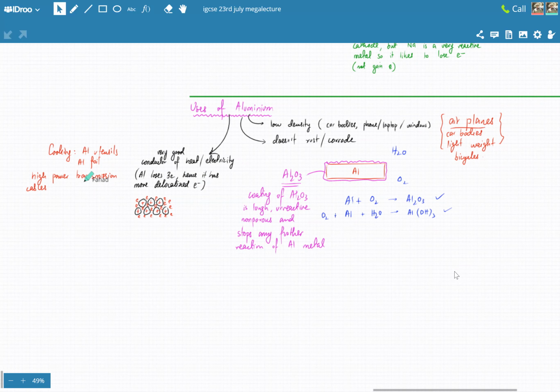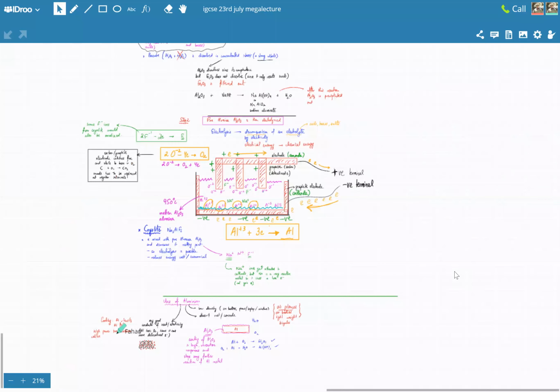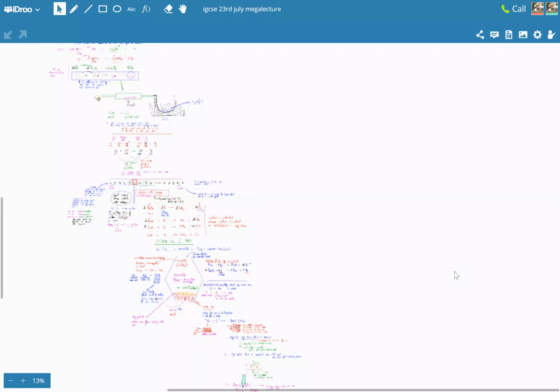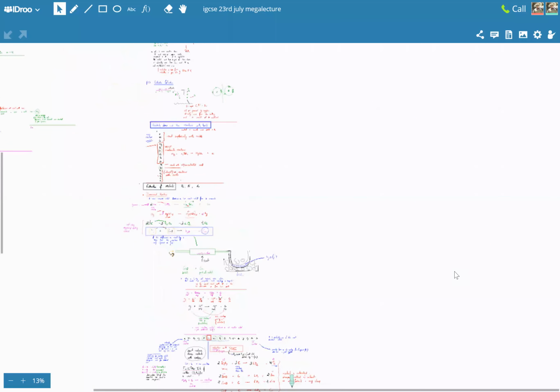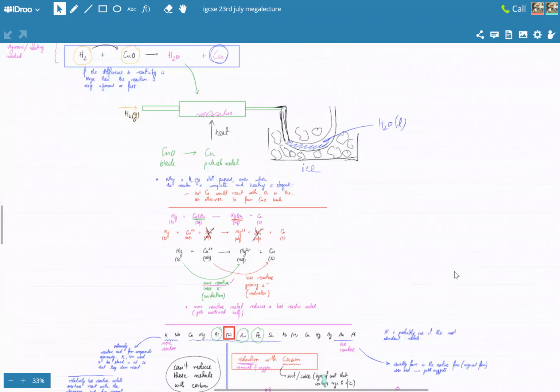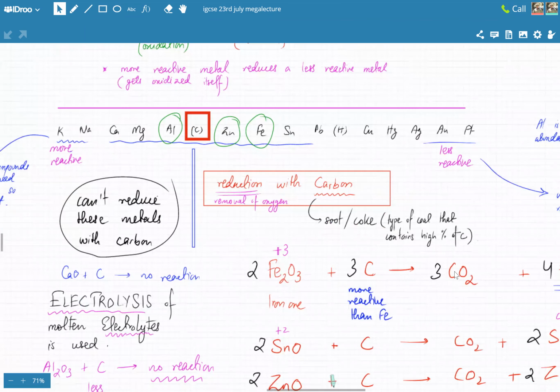So we're done with all three things. Extraction हमने सारी कर ली है. If we go back and have a look, कहाँ से start किया था? यहाँ पे. अच्छा, we've done ये जो तीन green के अंदर circle हुए हैं ना, we're done with that. ठीक है, extraction of aluminium, extraction of iron, and extraction of zinc. So all three are done.